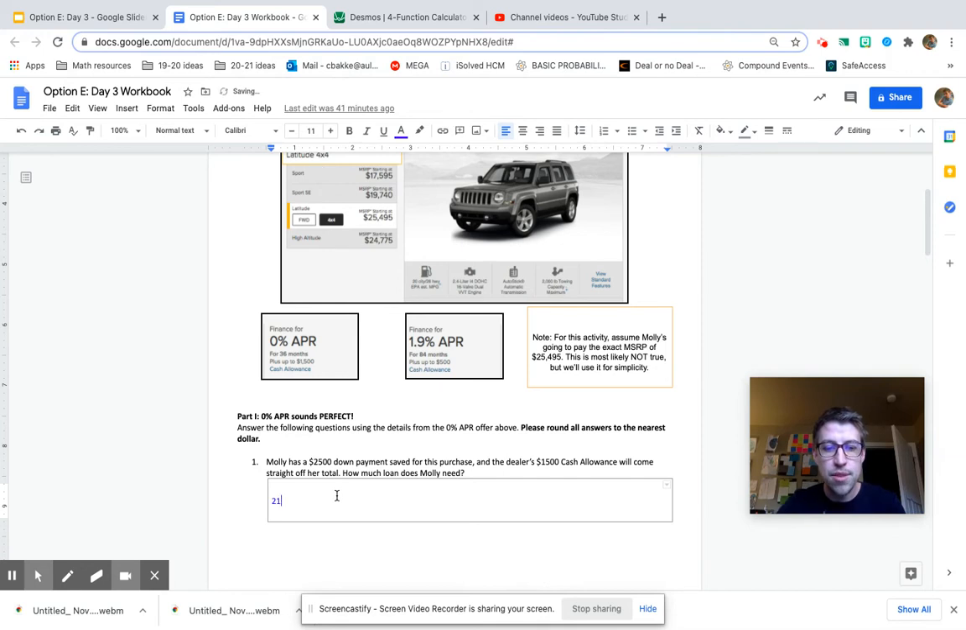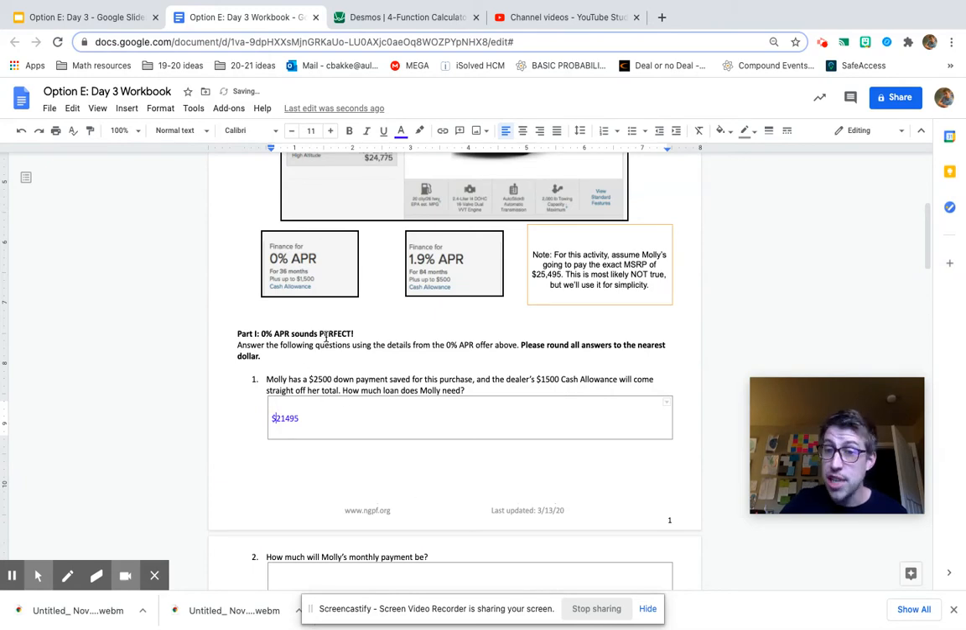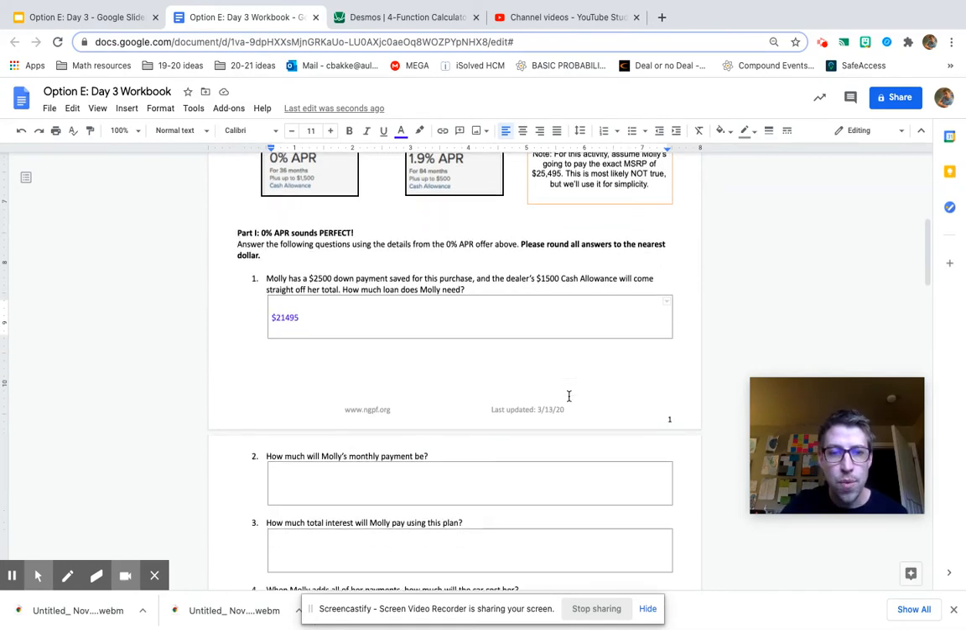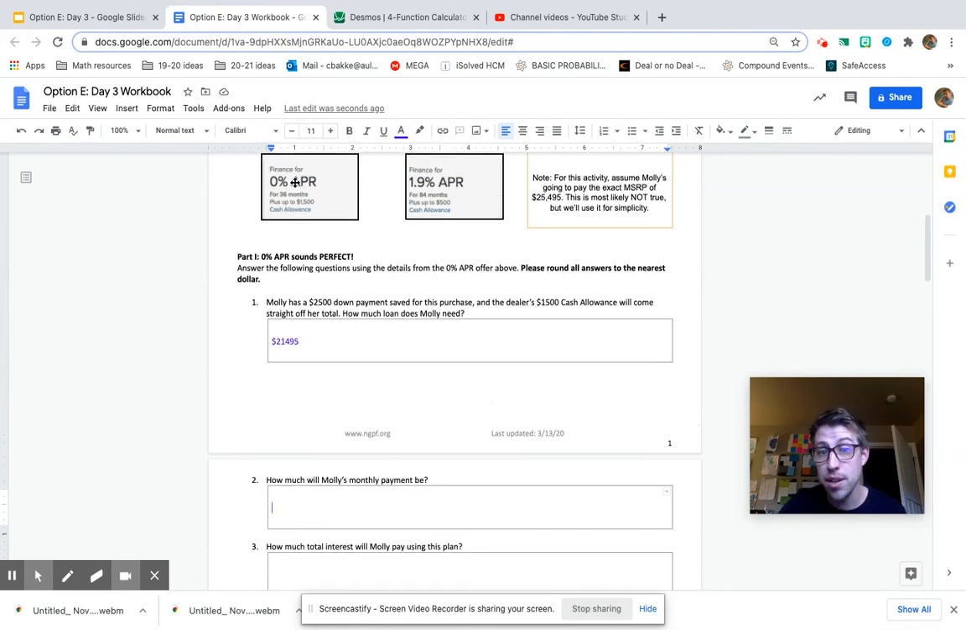So $21,495 because we subtracted out her down payment, which she saved up in her banking account, and the cash allowance, which is just an automatic discount. So how much will Molly's monthly payment be? Remember, in this example, guys, it's a 0% APR. So she just has to take the rest of that money and divide it by 36, because this is a 36-month loan term option, to see what her monthly payment would be.